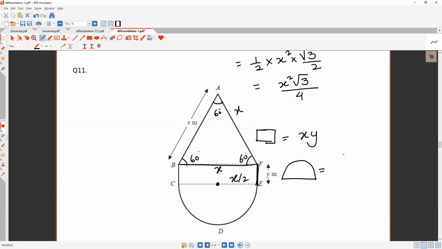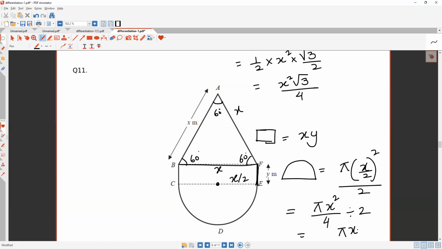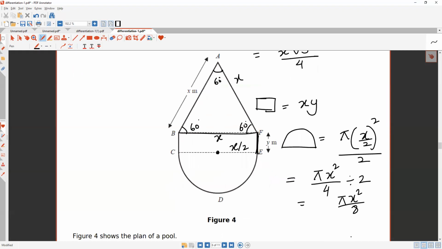So it is pi r square divided by 2. So pi r square, r is x by 2. Pi r square then divided by 2 also. Fine, let's try that. Okay, so pi x square by 4 divided by 2. So it is pi x square by 8 if I'm not wrong. Check.